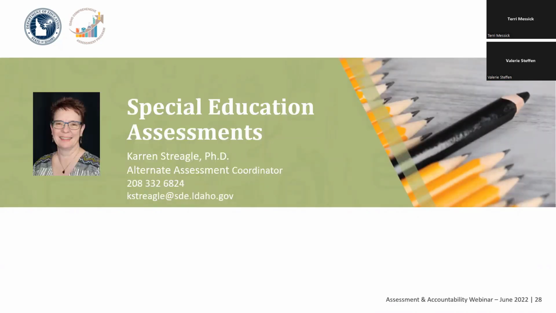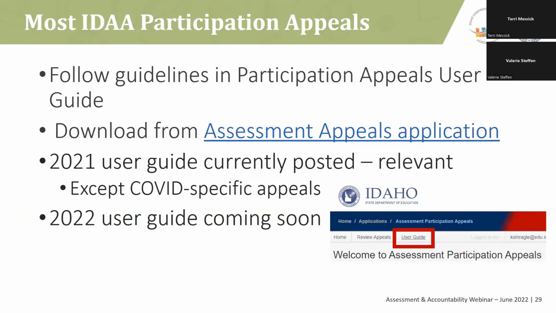Excellent. So Karen could not join us today, so I will be sharing her information about the Idaho Alternate Assessment Participation Appeals. Most of your IDAA participation appeals will follow the policies and procedures outlined in the Participation Appeals User Guide. You can download the user guide from the Assessment Appeals Application Welcome page, as illustrated in the screenshot on this slide. Today, the 2021 Participation Appeal Guide is posted to the Assessment Appeals Application Welcome page.